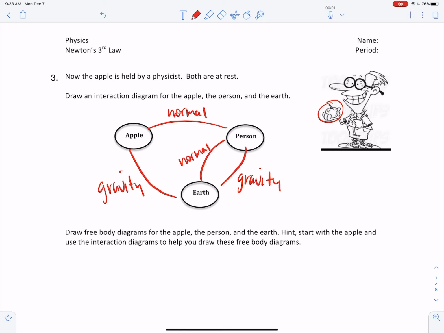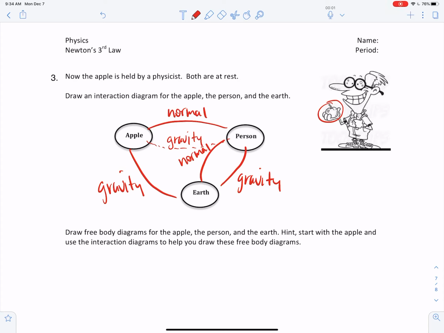And then lastly, some of you might say, is there going to be gravity between the apple and the person? Because if you know about gravity, it's an interaction between any two objects with mass. And so I would say yes, there is a force of gravity between the apple and the person, but it's so small that we can ignore it. But I'm going to put it as a dashed line, okay? So it is present, but we are going to ignore it in our free body diagram, okay?